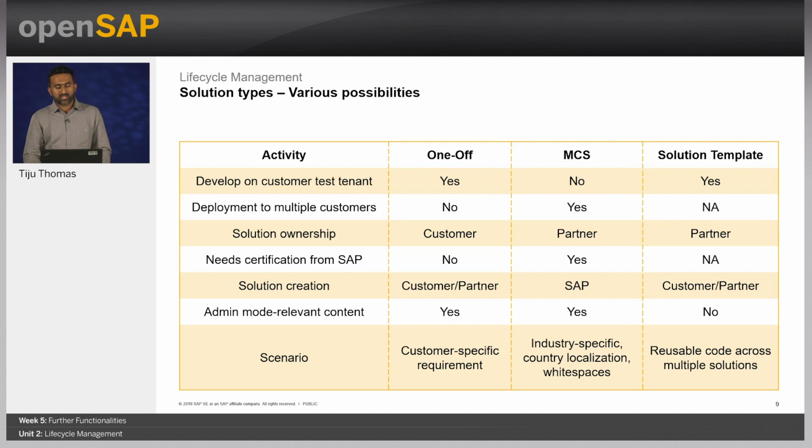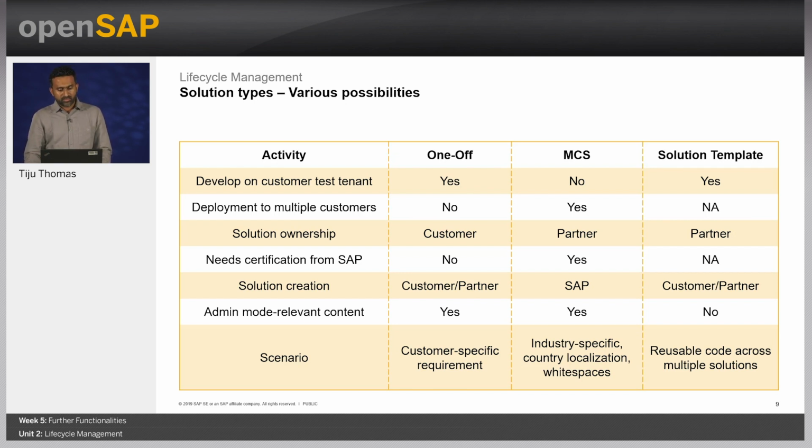The certification process from SAP is required for MCS but not required for a one-off, and for solution template this is not applicable. The solution creation is typically done by a customer or a partner in case of one-off. For an MCS it can only be done by SAP. As I mentioned in the previous slide, once you have the necessary approvals, SAP creates the add-on in the partner dev tenant and then later the partner can develop the solution further. And in case of solution template, a customer or partner could do this.